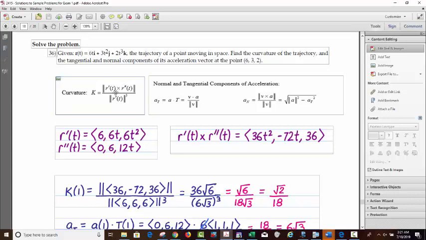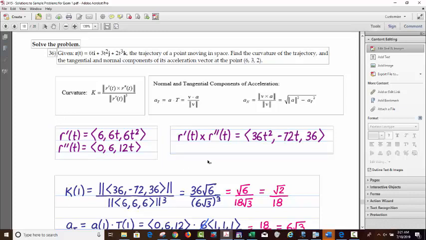Here's the curvature formula that I like to use the best. The two derivatives are easy enough. r prime is 6, 3t squared will be 6t, 2t cubed will be 6t squared. The second derivative will just be 0, 6, and then 12t.